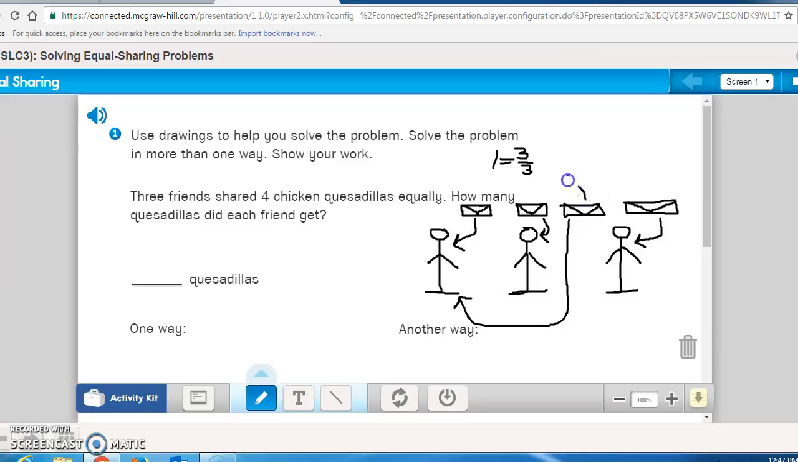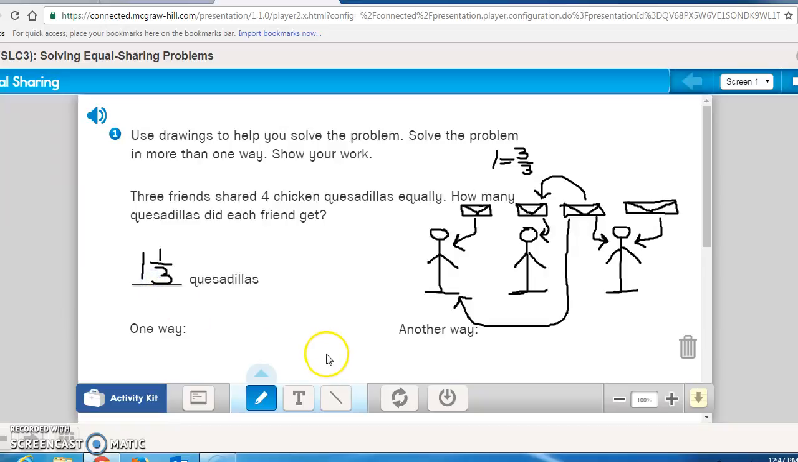I could give this one a third. And I could give this friend the other third. So, how many quesadillas did each friend get? Well, they got 1 whole one, and each one section of this one, so they got 1 1/3 quesadillas.